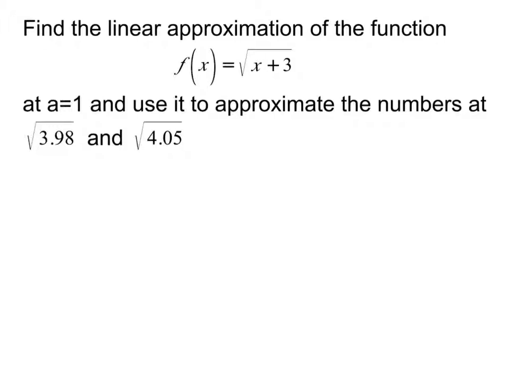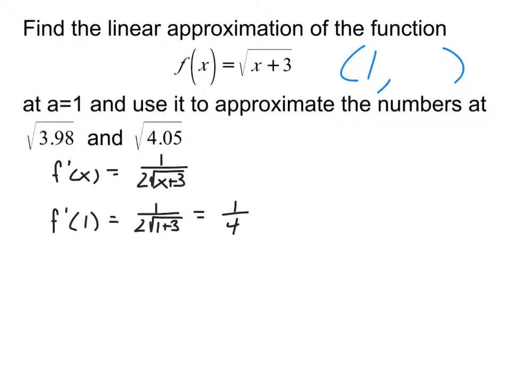Now remember what the a is. That's telling you where we want to find the derivative. So we want to find the derivative at the point 1 comma whatever we get for y there. So proceed from there: find your derivative, find your slope, find your equation. So we find our derivative, then we plug 1 into our derivative.